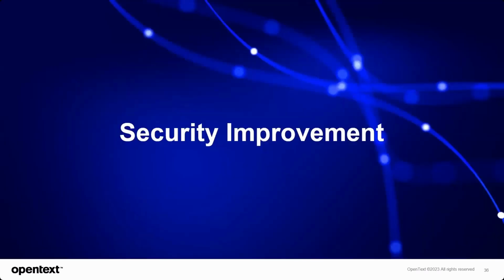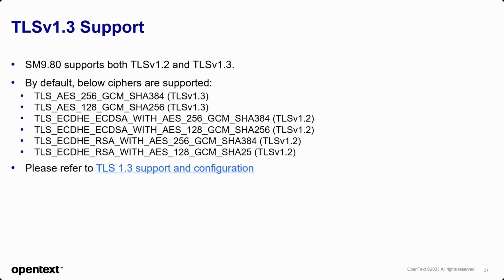Talking about the security part, I would say the main security improvement in Service Manager 9.80 is the TLS 1.3 support. Now Service Manager supports both TLS 1.2 and 1.3. By default, the ciphers below are supported, and we also provide detailed configuration guidance through the Service Manager 9.80 online help. In case you need it, I already shared today's release readiness PDF as an attachment in the WebEx. Feel free to download this file, and you can get to the specific link related to each topic I presented today.